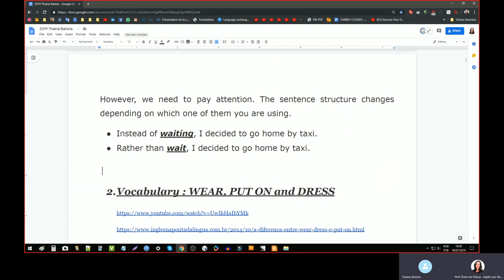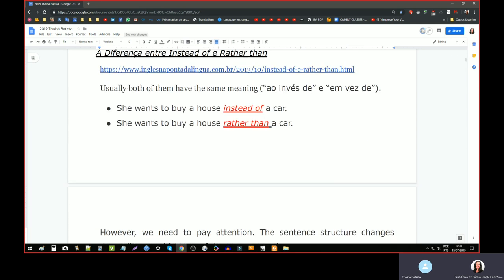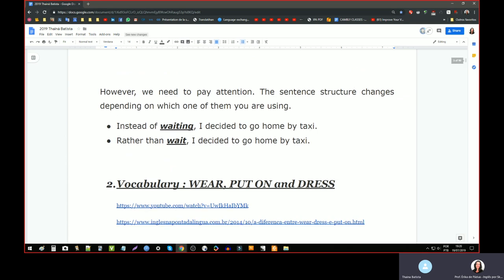So okay, what you're saying is that when it's followed by a noun, it works the same for both. Yeah. But if it's followed by a verb, then you need to use the ing form after instead of, and the bare infinitive after rather than, right? Yes. Just a tip here: of is a preposition, and every single time we put a verb after a preposition, we do this every single time. So this might help.